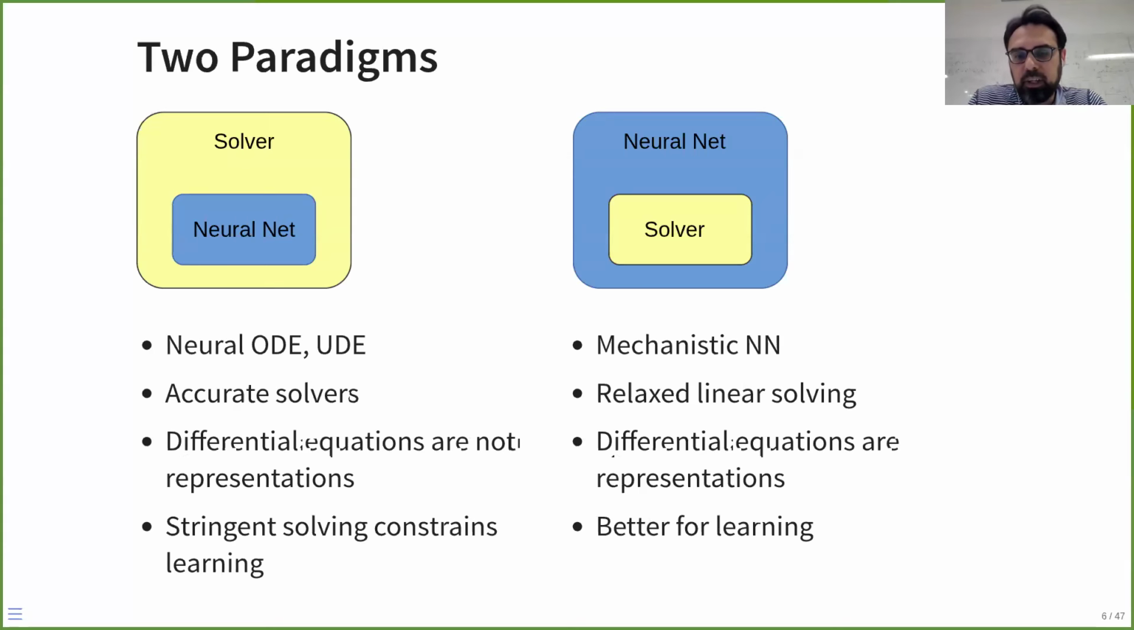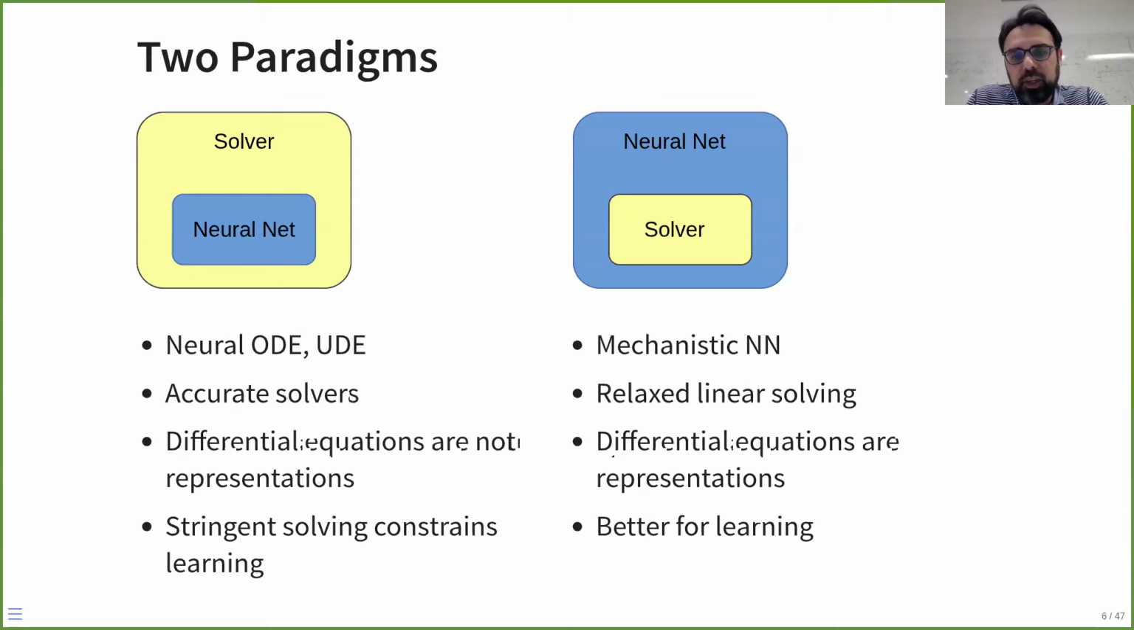So you have some data. The differential equation does not represent the data in these models. The other problem with these models is that the structure of the computation follows the computational structure of the solver, which means that if you have a solver like the Euler solver or the RK solvers, they have this outer solving loop, and the neural network is just sort of a subroutine in that loop.